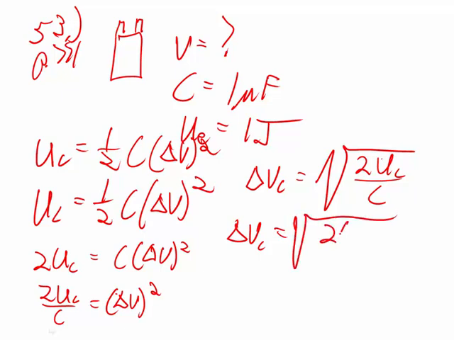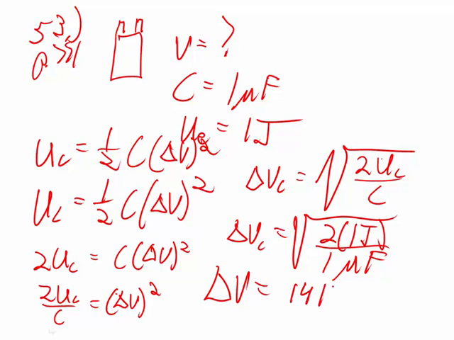So we say 2 times the electric potential energy, which was 1 joule, divided by the capacitance, which was 1 microfarad, 10 to the negative 6. So what is my change in voltage? Let's do this, and we should get around 1400 volts, so let's see if we do. We got 2 times 1, of course, is 2, divided by 1 times 10 to the negative 6, and then take the square root of that number. And we get 1414 volts, okay?